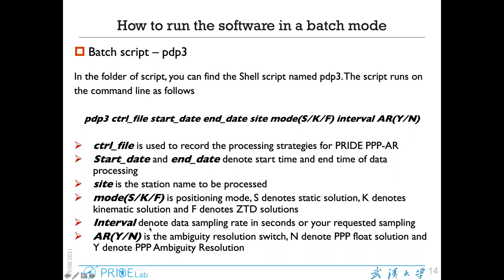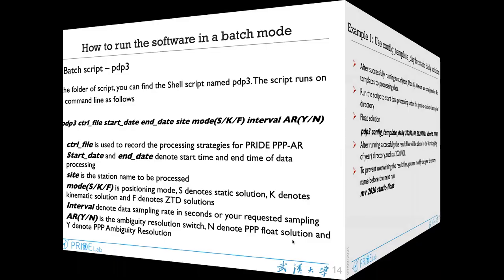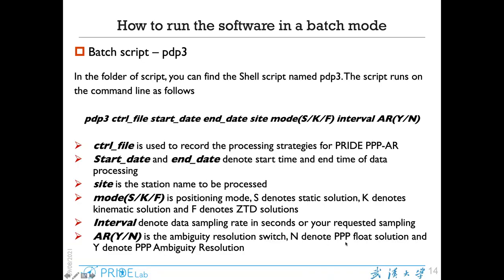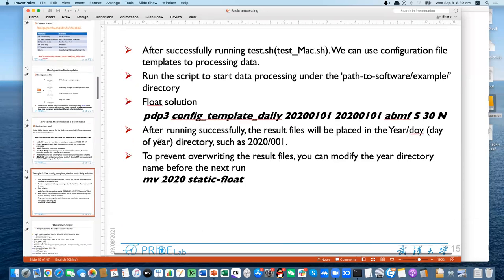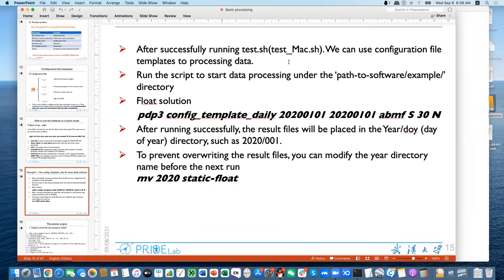And interval means the sampling rate of your data, for example, 1 second or 0.02 seconds for 50 hertz data or 30 seconds data. You have to indicate your interval here. And AR means whether you are going to resolve ambiguities or not. So most of the time you may want float solutions, then you can set n here, and the ambiguity resolution will not be carried out and only the float solution will be generated. All right. So after successfully running the test, you can actually have a few examples.